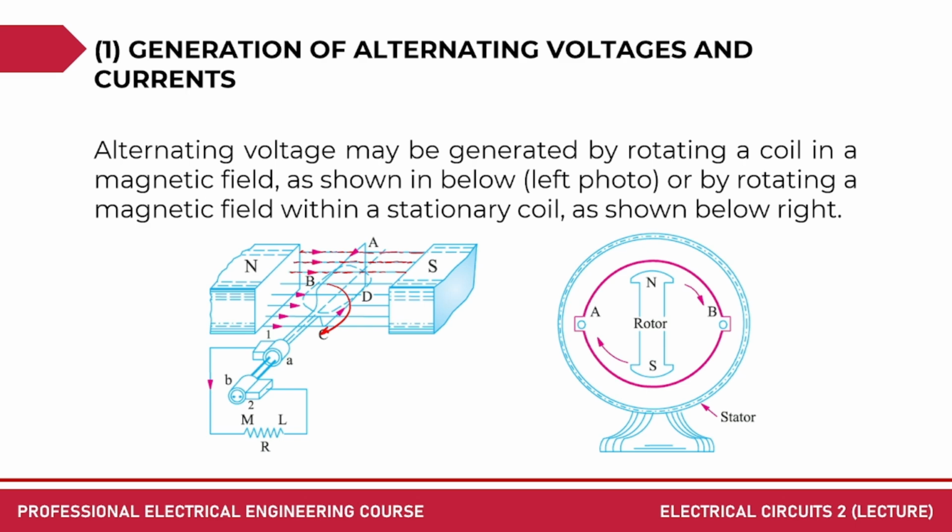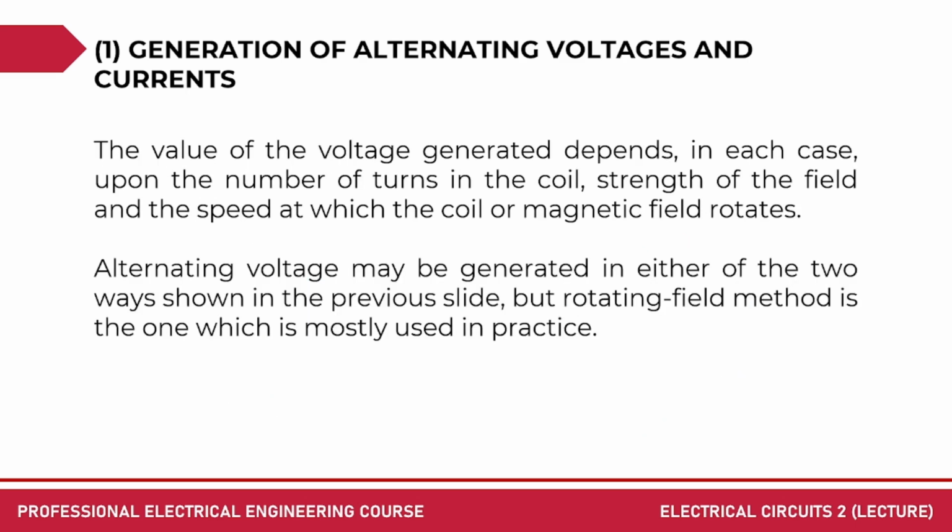The value of the voltage generated depends in each case upon the number of turns in the coil, the strength of the field, and the speed at which the coil or magnetic field rotates. Alternating voltage may be generated in either of the two ways shown in the previous slide, but the rotating field method is the one which is mostly used in practice.